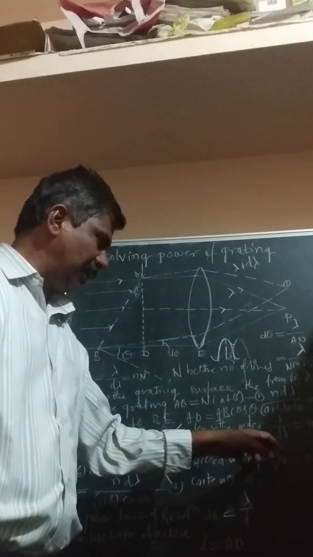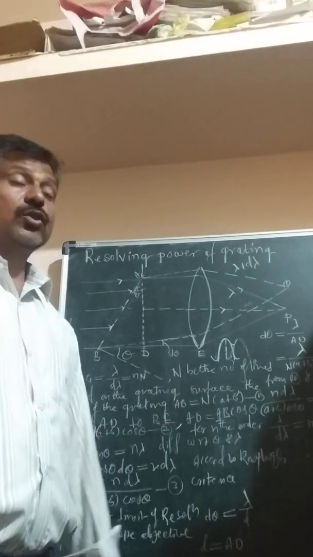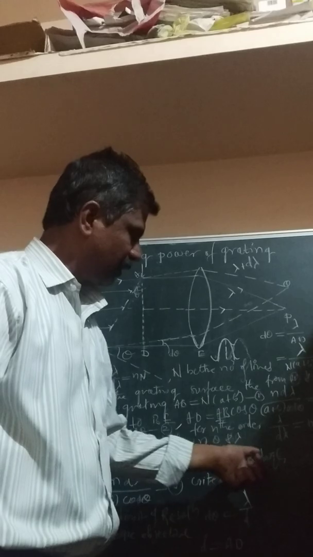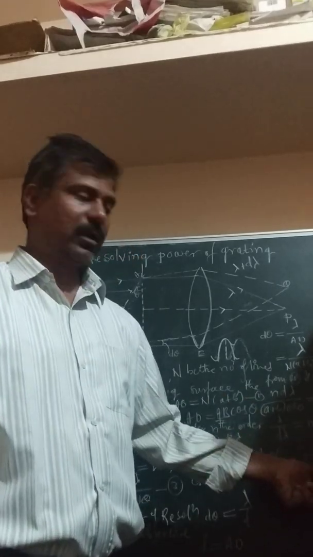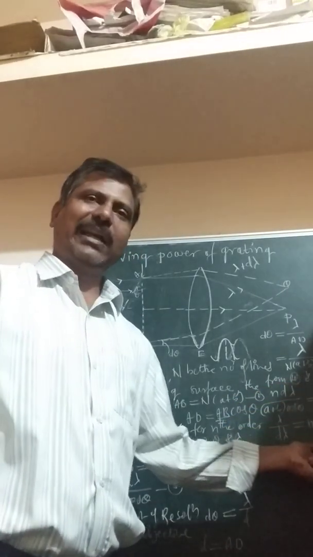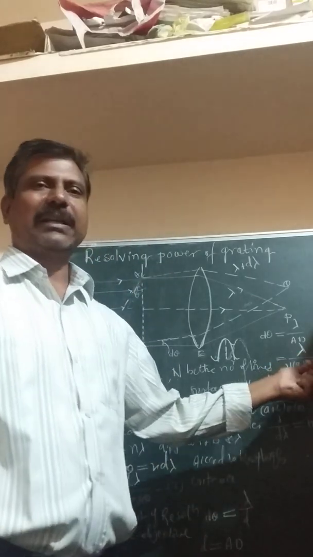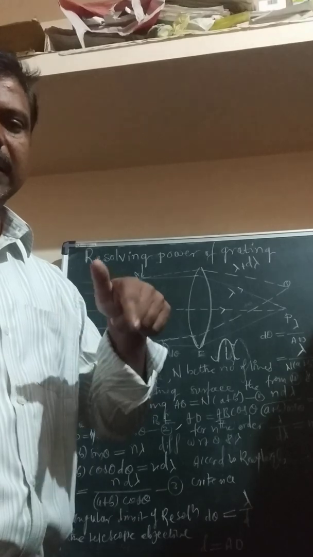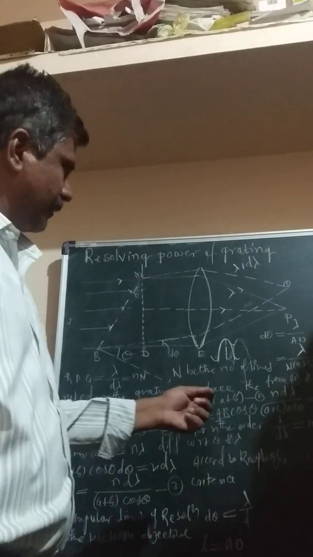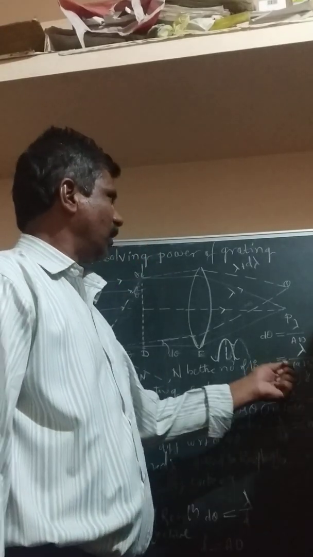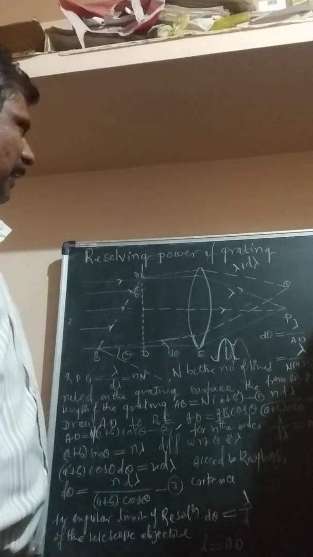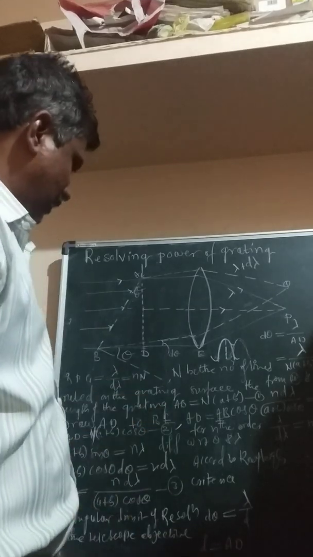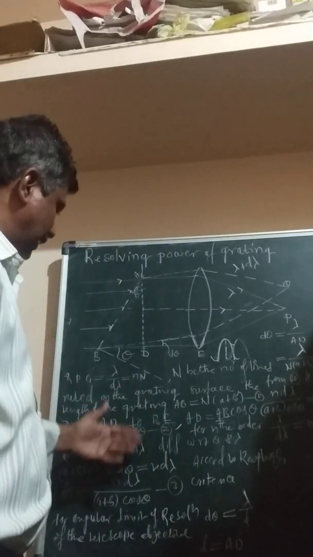So lambda divided by d lambda measures the resolving power of the grating. The resolving power of our grating mainly depends on the order of the spectrum, that is small n, and it also depends on capital N, which is nothing but the number of lines ruled on the grating element. So this is the description of the resolving power of the grating. Very interesting, and just remember these two steps.